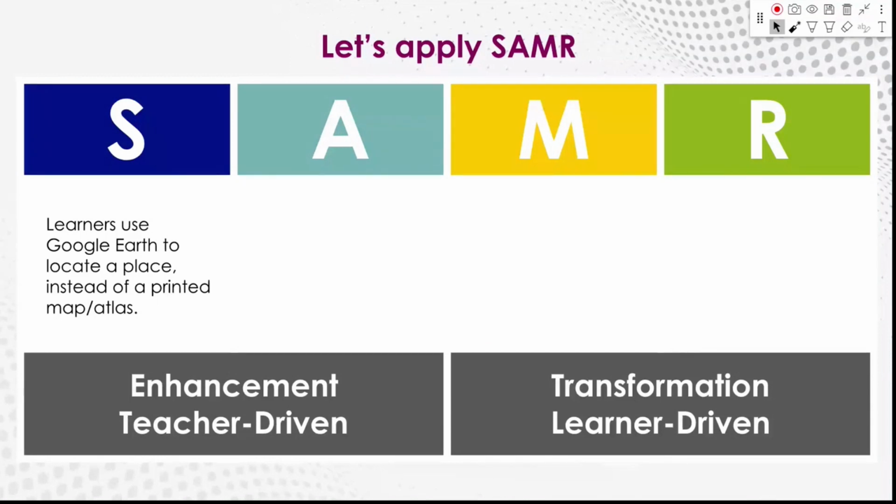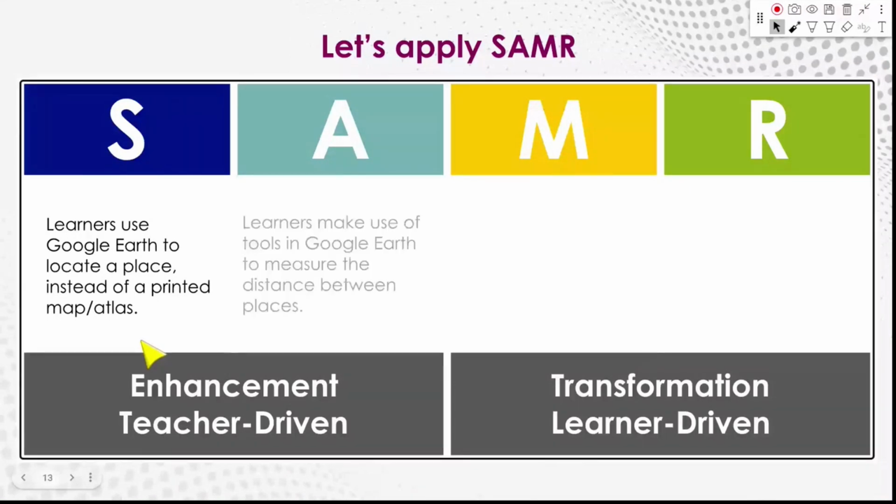So here we've got substitution. Learners use Google Earth to locate a place instead of using a printed map. Simple substitution. We have to be able to use Google Earth and Google Maps these days. It's becoming an absolutely integral part of how we find anything. As my colleague Gilbert can attest to, if I did not have Google Maps, I would not be able to find my own house.